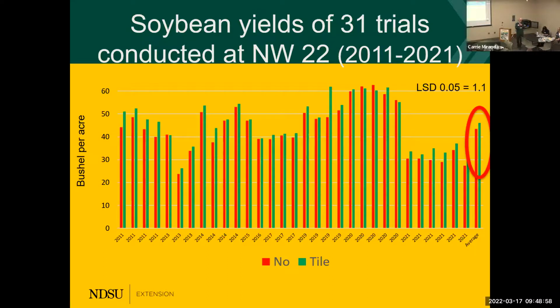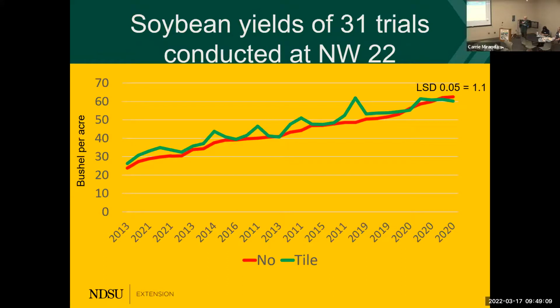Now, the graph I'm showing here is a long-term one that is based on 31 experiments from 2011 to 2021. To make it a little bit easier to show, I'm going here from low yield to high yield. The red bar is the no tile, and the green is the tile, and the bushels are on the left. So if you look at all the experiments, you see that in certain cases there is a big difference with tile. Other years it is not as much. Those were the dry years.